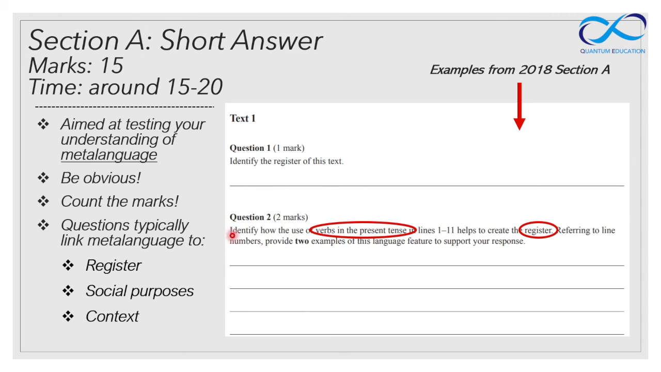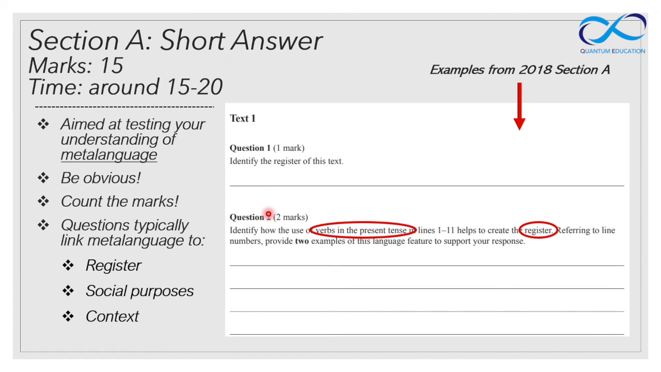Seeing with this one, they're asking you for 2 examples of the meta language, or 2 examples of the language feature, and they would both require explanation. So this one, you'll obviously only be getting 1 mark per mark in explanation, but if this were the same question worth 4 marks, you would be getting 1 for each meta language and 1 for each explanation.